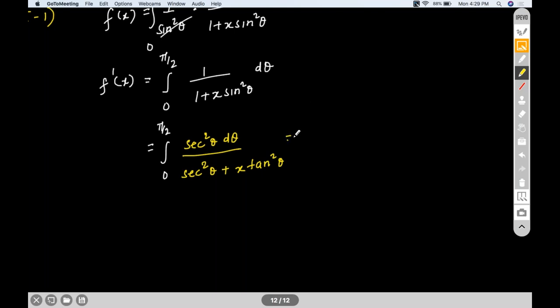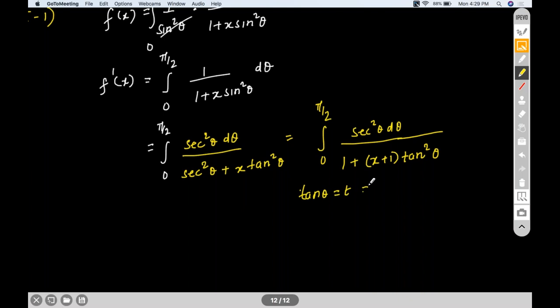Okay, so this gives you integration from 0 to π/2 sec²θ dθ, and this is going to be 1 plus (x + 1) tan²θ. Correct? Right? Let's take tan θ is t now. So sec²θ dθ will be equal to dt. So this will become the integral from 0 to infinity dt by (1 + (x + 1)t²).